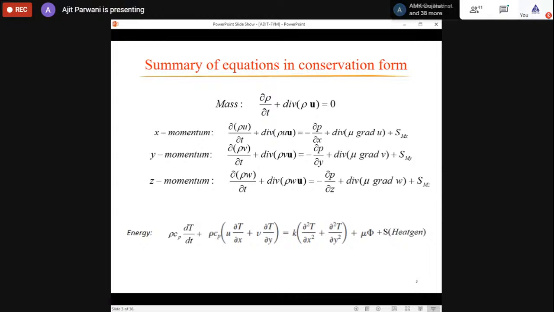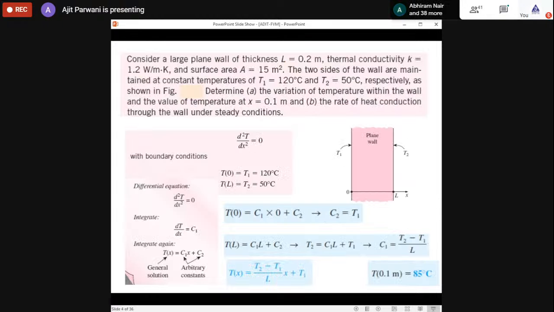So let's take one example, which is solved by the analytical method. There is a plane wall of some thickness L. The thickness is given, it is 0.2 meter. The thermal conductivity of the wall is also given, it is 1.2 watt per meter Kelvin. The area is given, and the boundary condition temperatures are given.